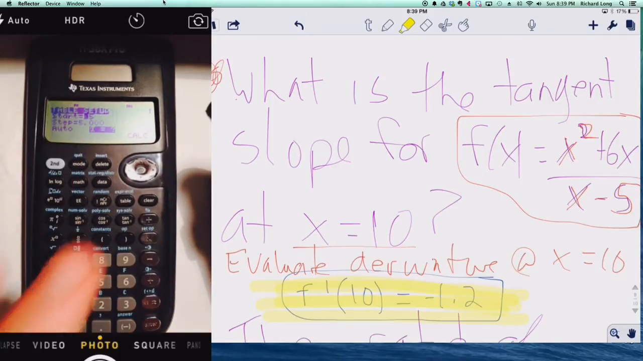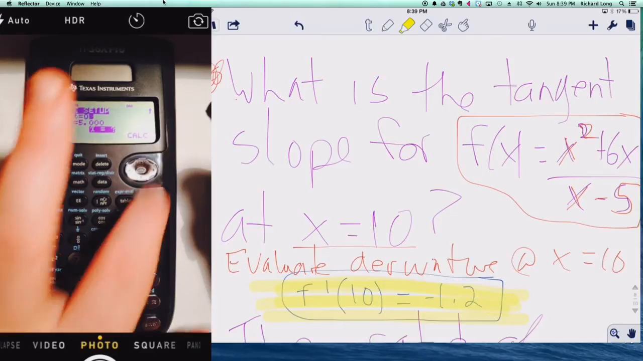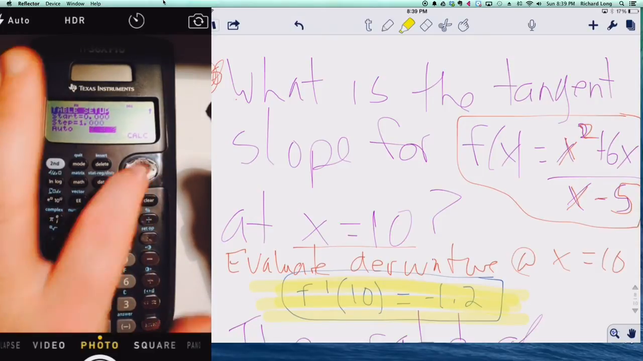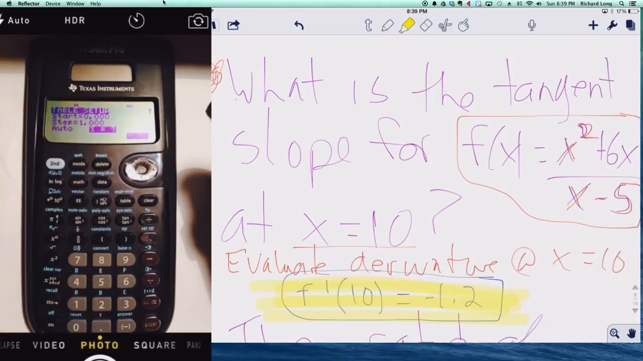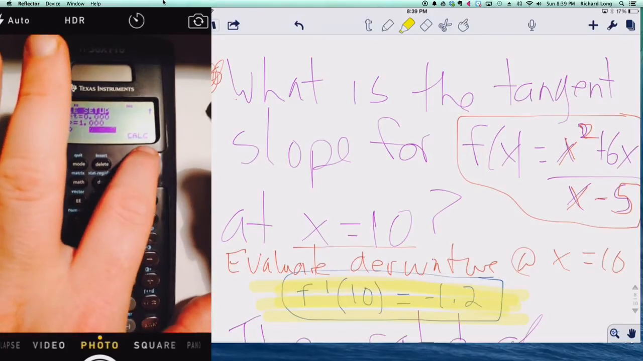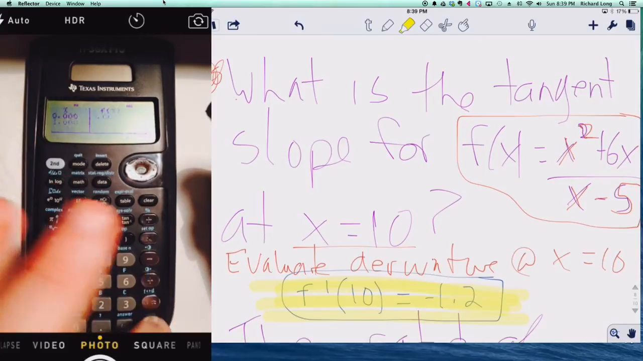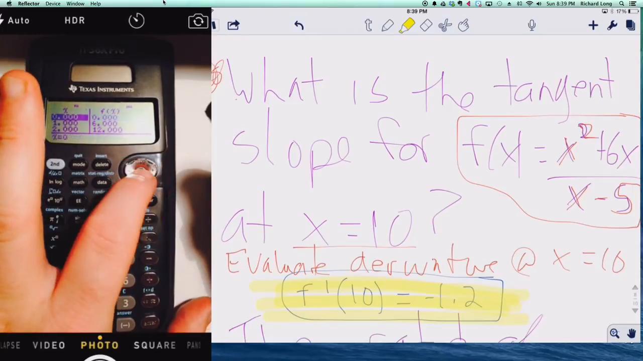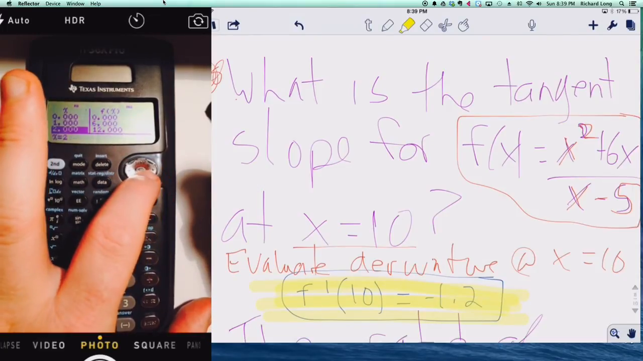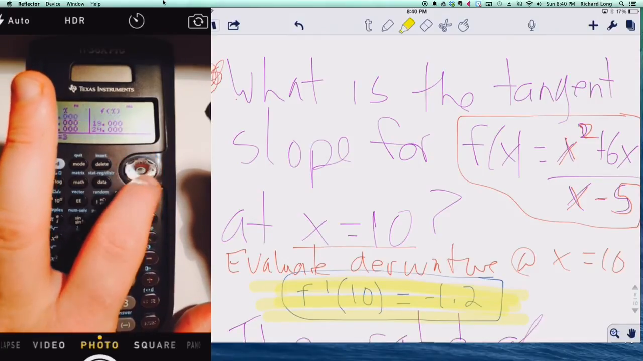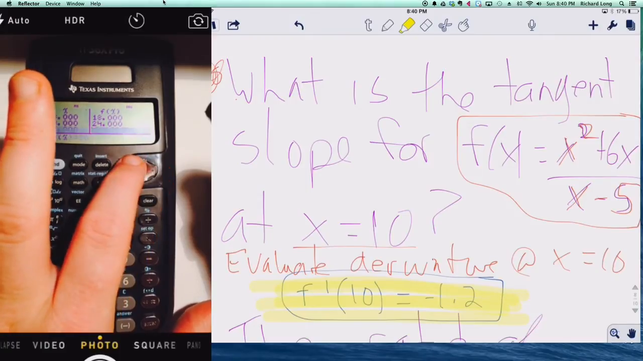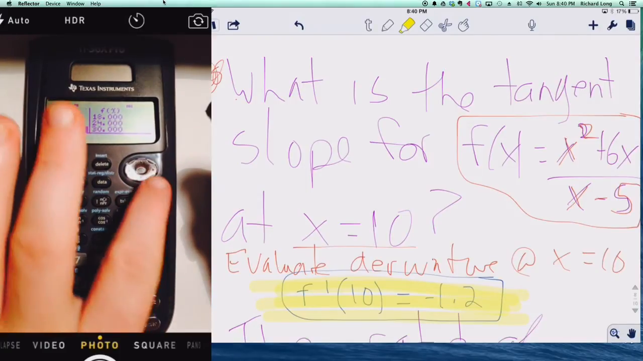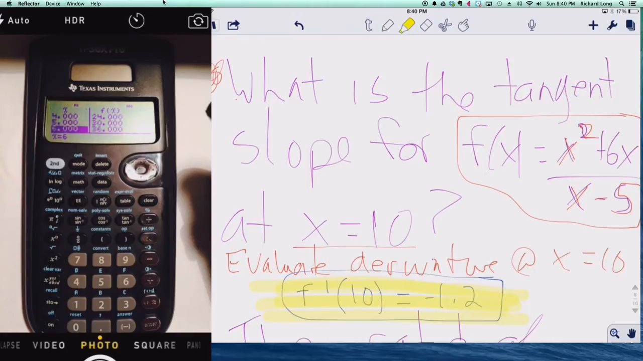But let's just see. I can start at 0 and go up by steps of 1. Then I go up and over, hit auto, hit calc, and look at that. At 0 the slope is 0, I'm at the vertex, that makes sense. At 1 it's 6, at x equals 2 the slope of that curve is 12, then 18, and so on. So I've actually got a derivative function here, and I can do that with this calculator. It's giving me the slope at all those points.